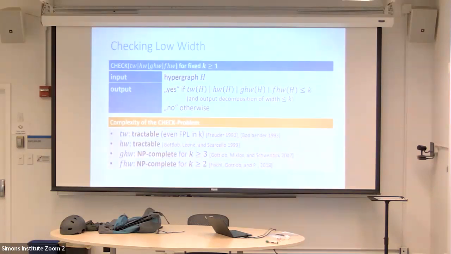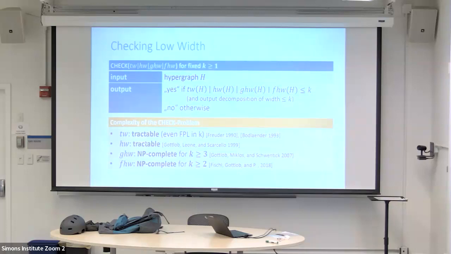And the state of affairs is as follows: for tree width, this has long been known, and it's not just tractable, it's even fixed parameter linear. So you have an exponential term in the width k, so 2 to the power of some function of k, times a polynomial in the size of the query or in the size of the hypergraph. This fixed parameter linearity is due to Bodlaender.